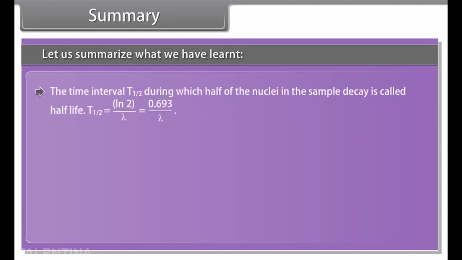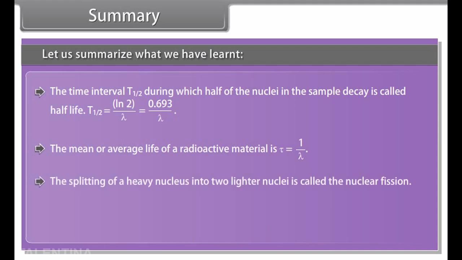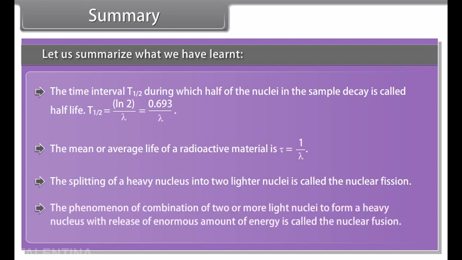The time interval t½ during which half of the nuclei in the sample decay is called half-life. The mean or average life of a radioactive material is given by the relation shown. The splitting of a heavy nucleus into two lighter nuclei is called the nuclear fission. The phenomenon of combination of two or more light nuclei to form a heavy nucleus with release of enormous amount of energy is called the nuclear fusion.